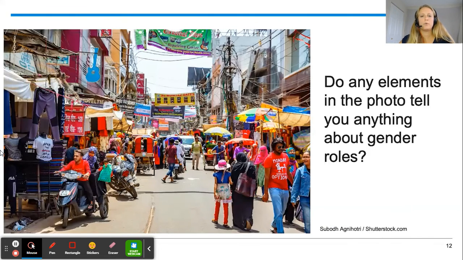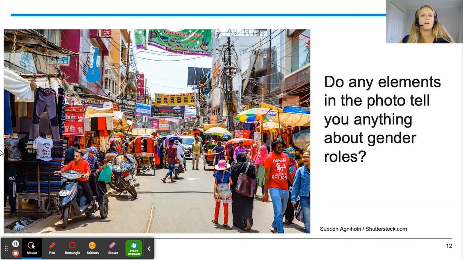So let's go back to this photo we looked at in the first video from 3.2. Do you see anything in this photo that might tell you anything about gender roles? A key thing to note here is, again, what I just explained, that a lot of the males are wearing jeans and more modern clothes compared to a lot of the women, who are wearing more traditional clothes.